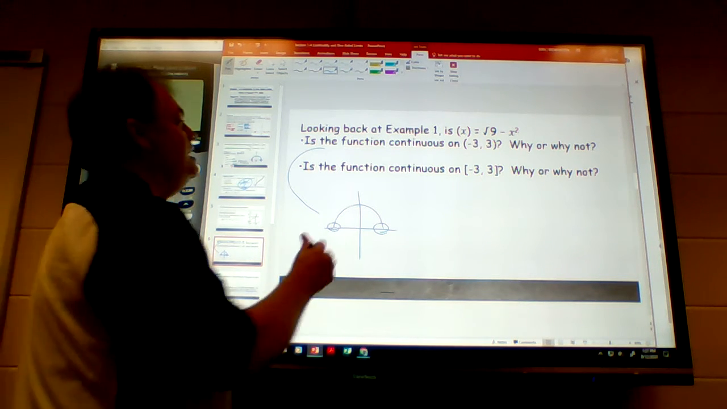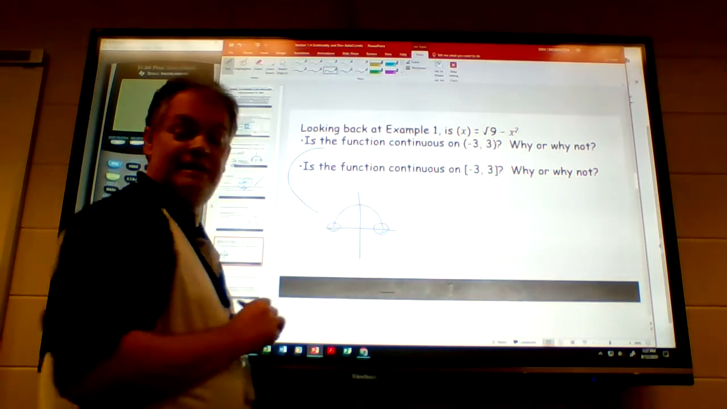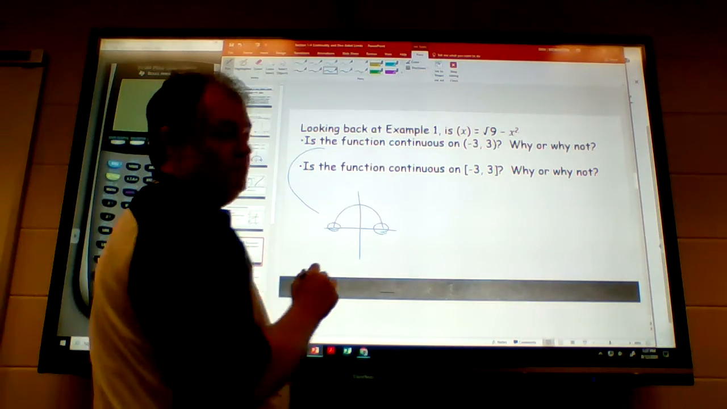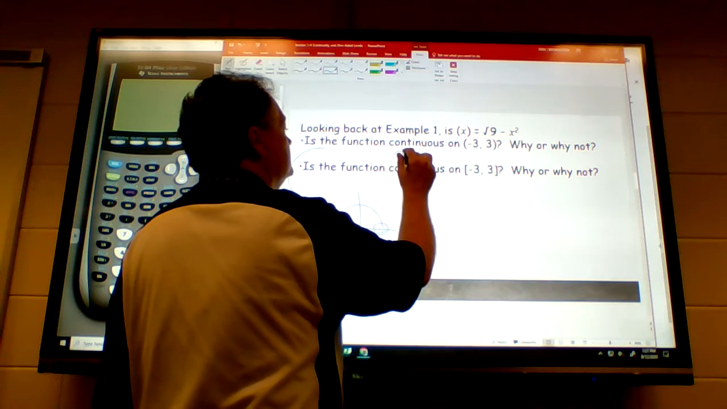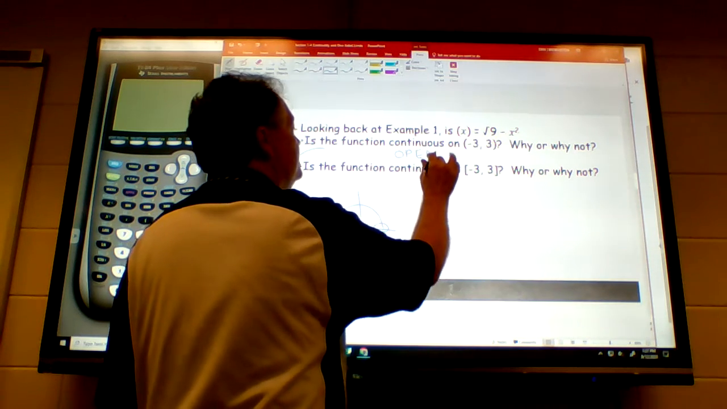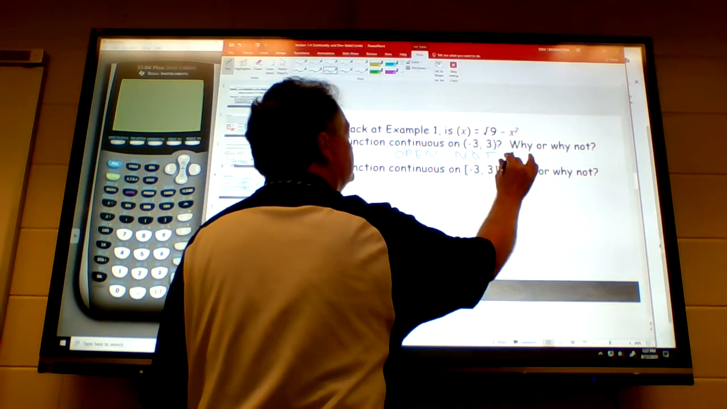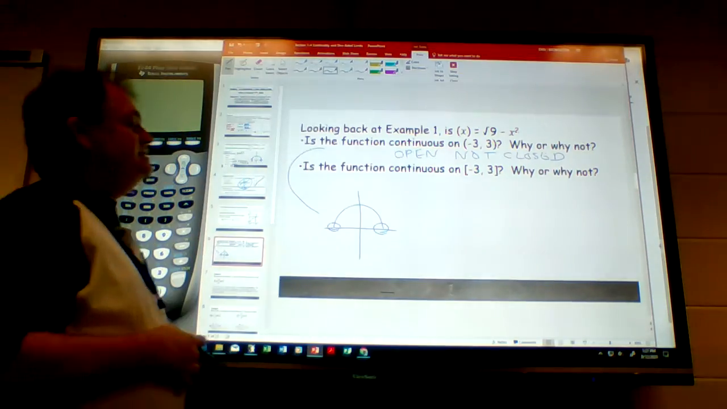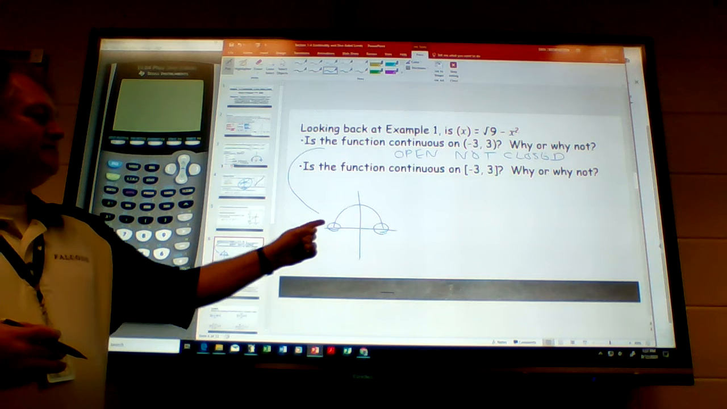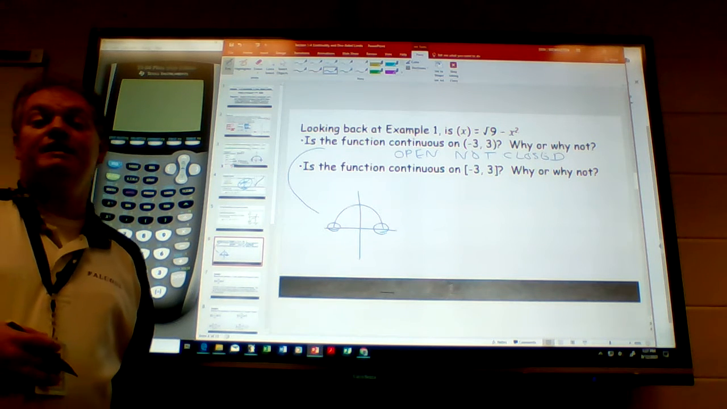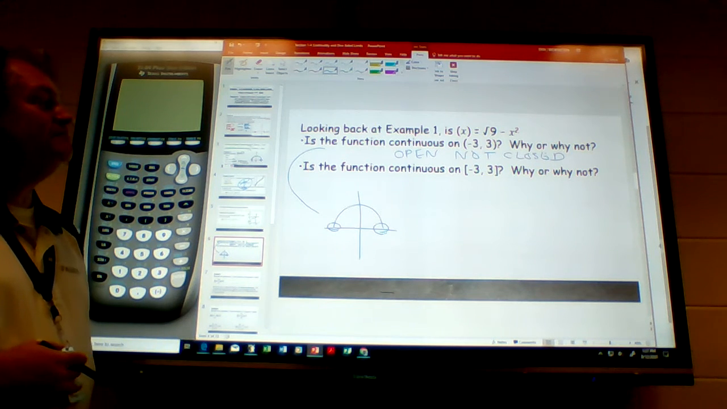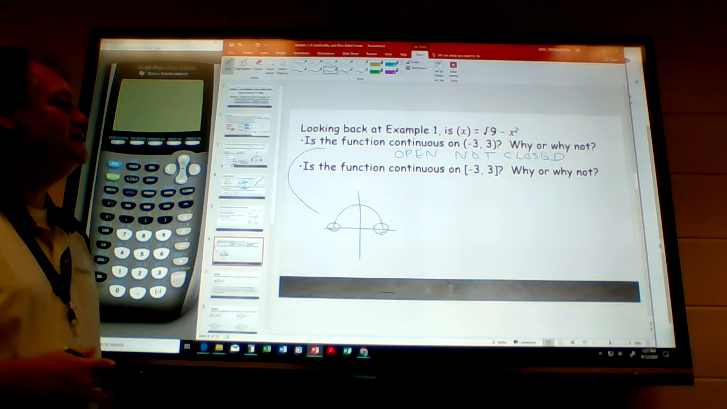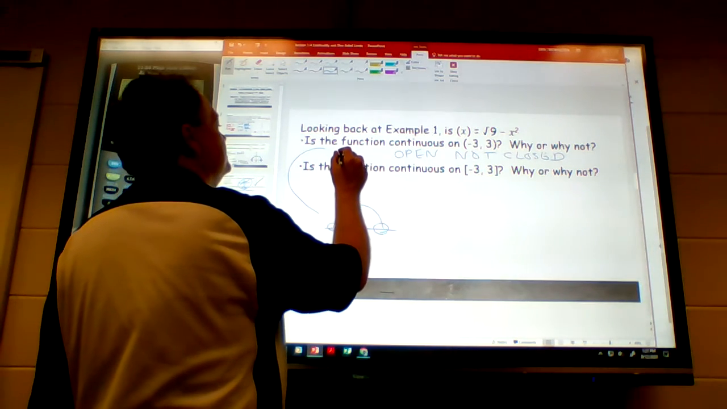It is not, because it is open. It is not closed. Since it is not closed, then that means the limit from the left and from the right is going to be different. So that's an example of when it is not continuous.